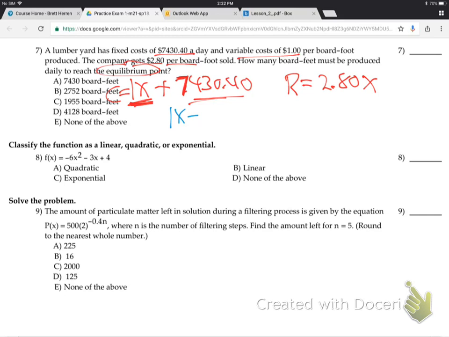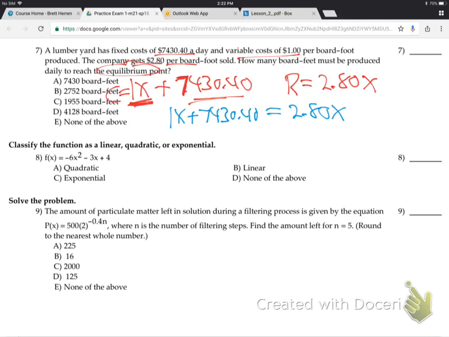Set these things: you want 1x plus 74,30,40 equal to 280x, and just solve for x. Because when incoming and outgoing are equal, you're in equilibrium, right? You're breaking even. That's what equilibrium means, breaking even. Set cost and revenue equal.